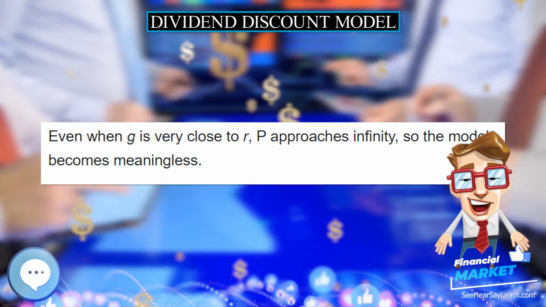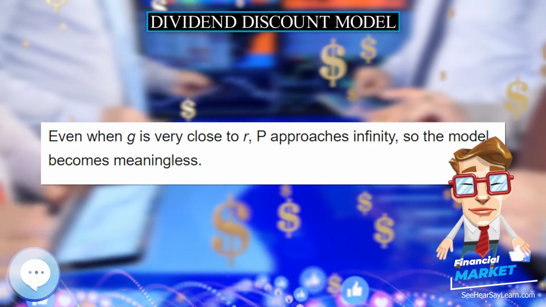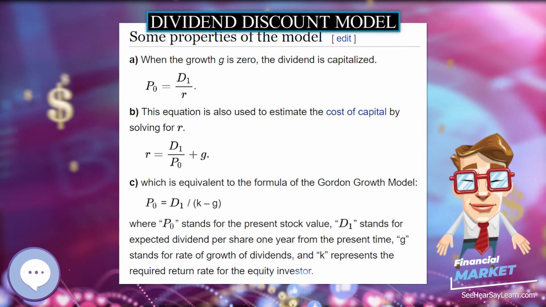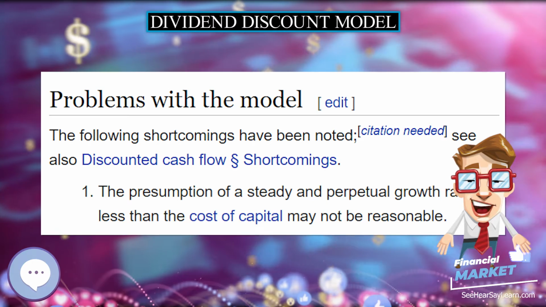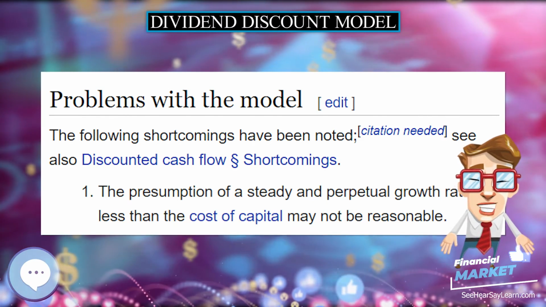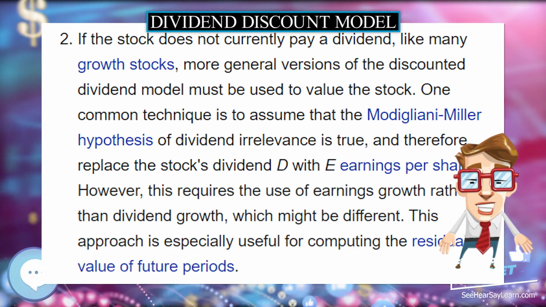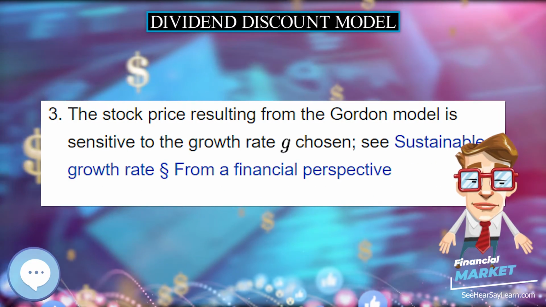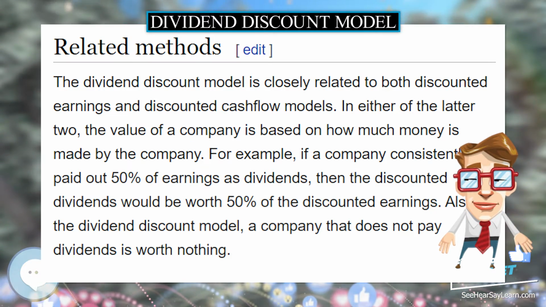The variables are: P is the current stock price. G is the constant growth rate in perpetuity expected for the dividends. R is the constant cost of equity capital for that company. D1 is the value of the next year's dividends.